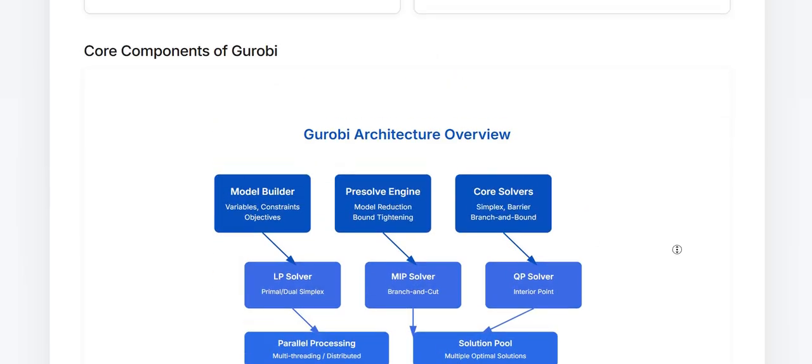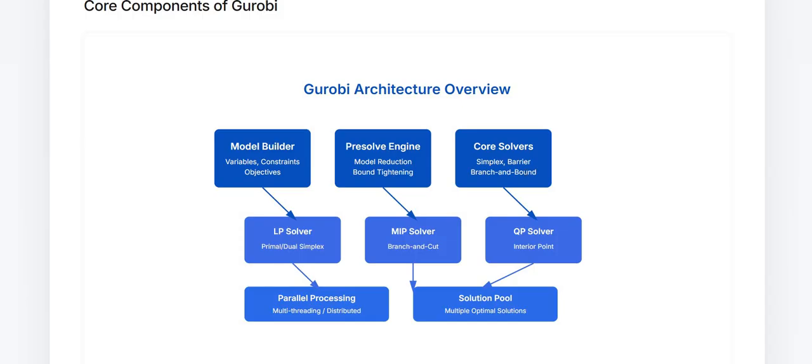And what are the core components of Gurobi here? Thinking in terms of components helps clarify what happens when you call optimize. Now we have an architecture here. At the top is the model builder, where variables, constraints, and objectives are defined. Once the model exists, a presolve engine simplifies it. This includes reducing redundant constraints and tightening bounds, which can dramatically shrink the problem before any heavy computation starts. After that, the core solvers take over. Linear problems use simplex or barrier methods. Mixed integer problems rely on branch and bound with cutting planes, and quadratic problems use interior point techniques.